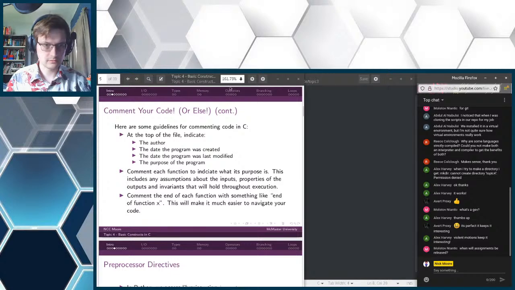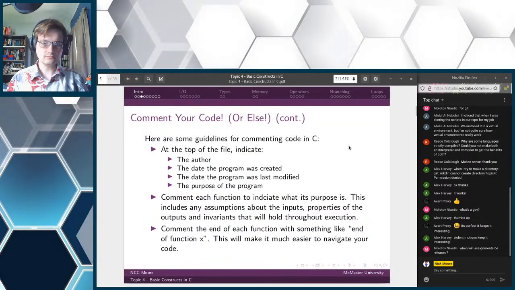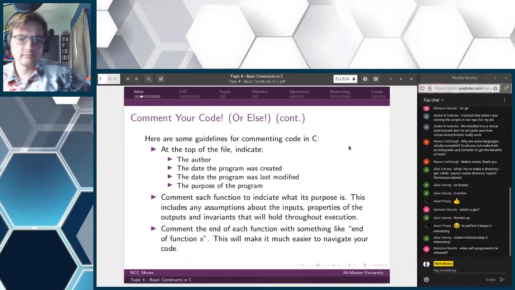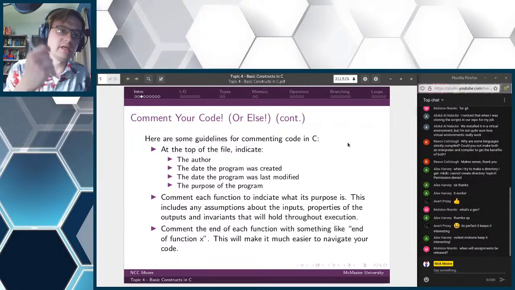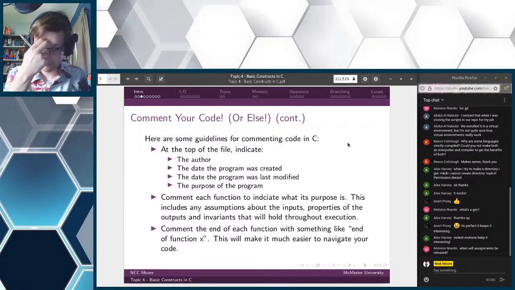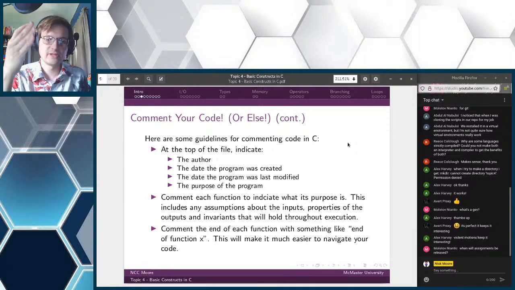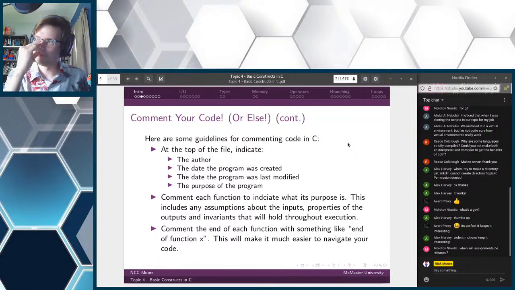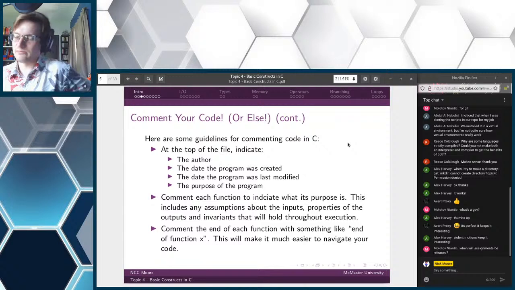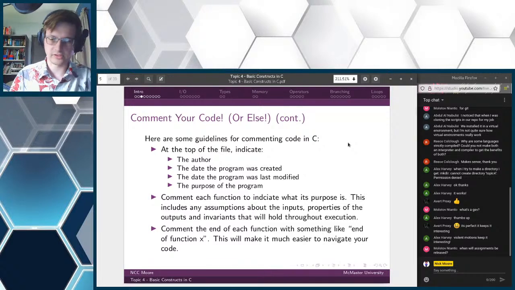There we go. So, here are some guidelines for commenting your code in C. At the top of your file, it's good to indicate the author, the date the program was created, the date the program was last modified, and the purpose of the program. This is the type of stuff that you typically see. It's also the kind of stuff that GitHub sort of tracks for you.